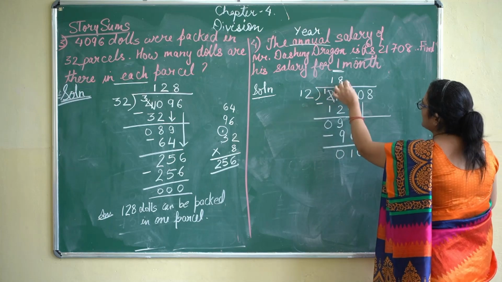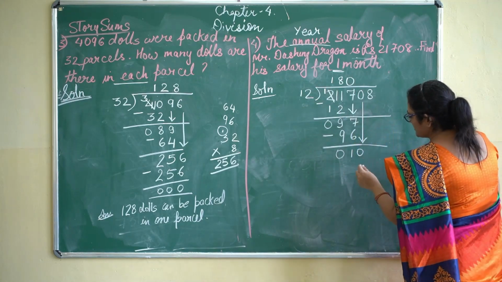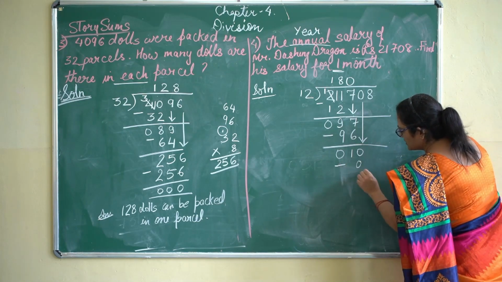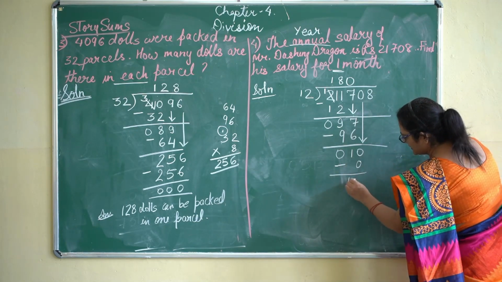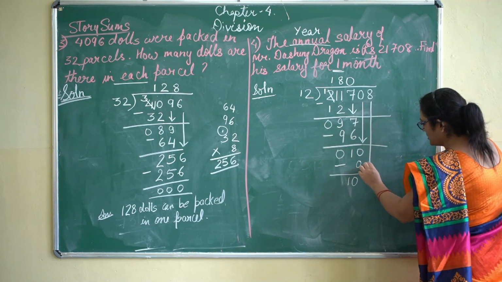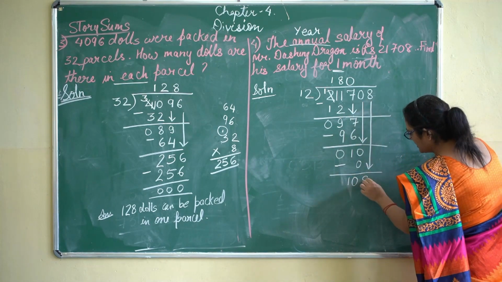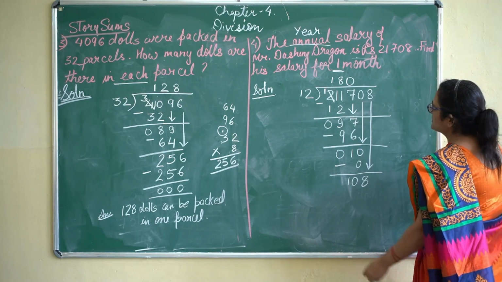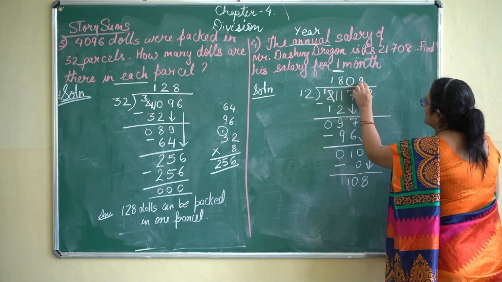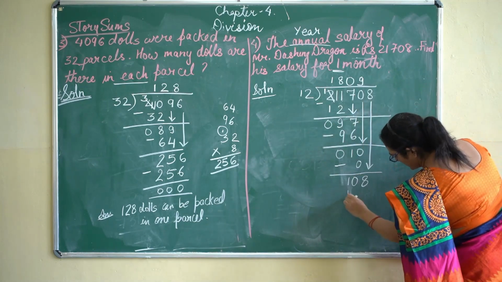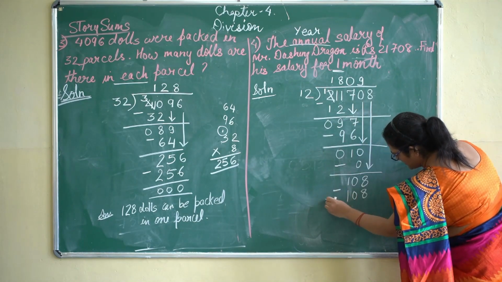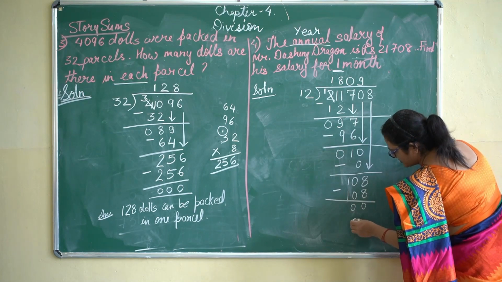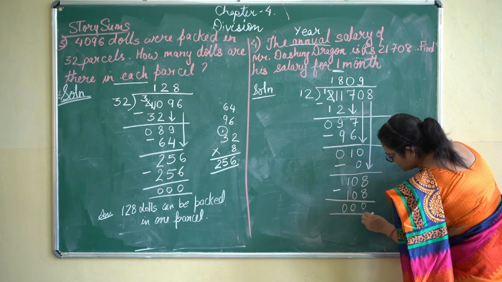10 is smaller than 12. So we can't write. 10 doesn't come in the table of 12. So what will we write? 0. 12 zeros are 0. 10 minus 0 is 10 only. Now what will we bring down? 8. Okay. So in the table of 12, when does 108 come? You all know, 12 nines are 108. Subtract, 8 minus 8 is 0, 10 minus 0 is 0, 1 minus 1 is 0.